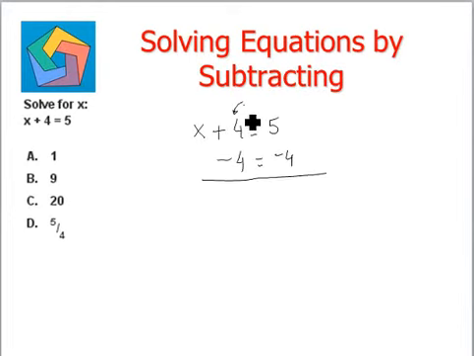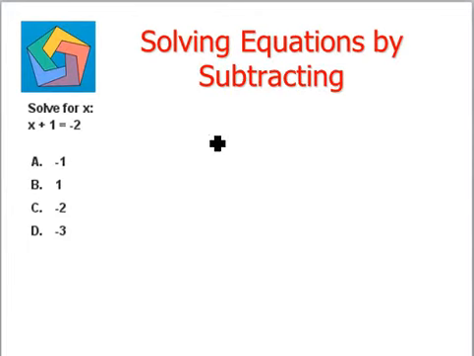So this becomes 0. x equals 5 minus 4 equals 1. So the value of x is 1 in this case. Therefore option A is the correct answer. Moving on to the next question.